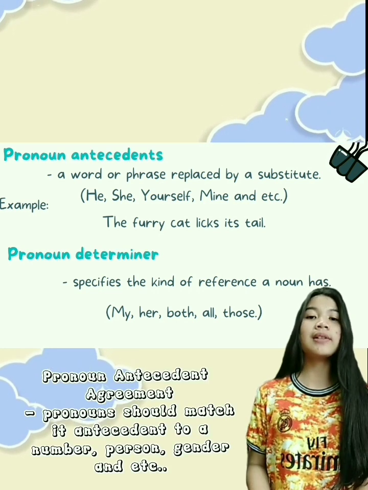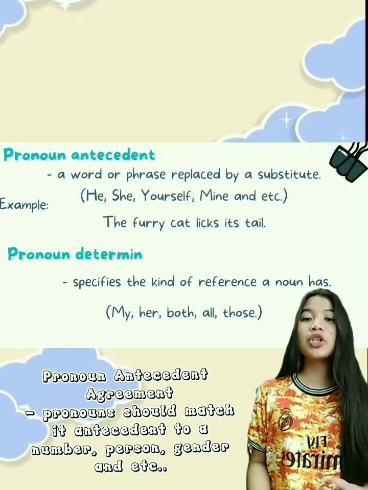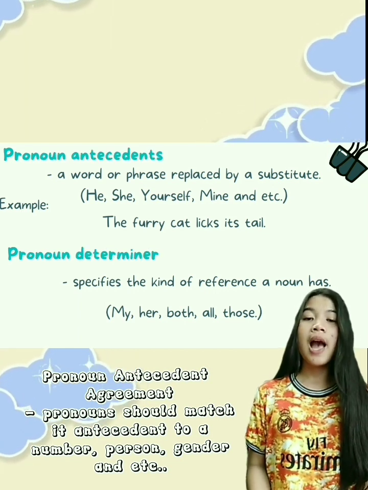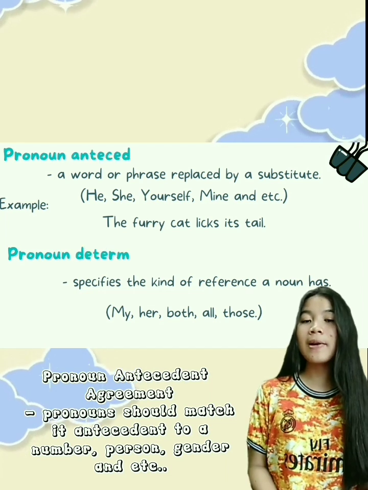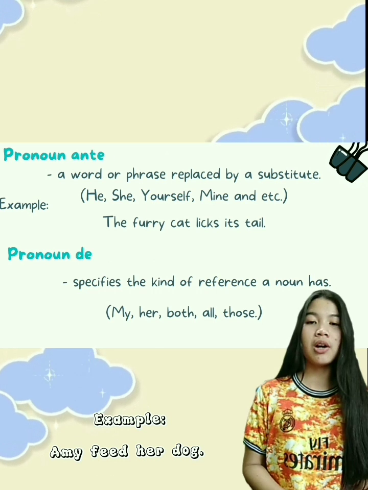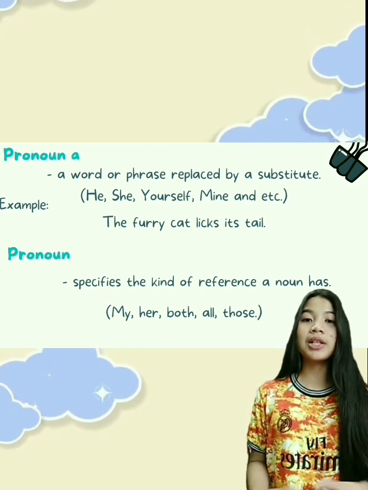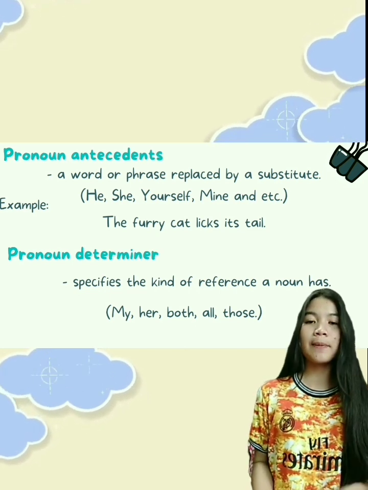We have pronoun antecedent agreement. When we say pronoun antecedent agreement, it means ensuring that the pronouns you use match its antecedent in number, person, and gender. For example, Amy feeds her dog. We have the pronoun, which is the singular pronoun her, since Amy is a singular person.